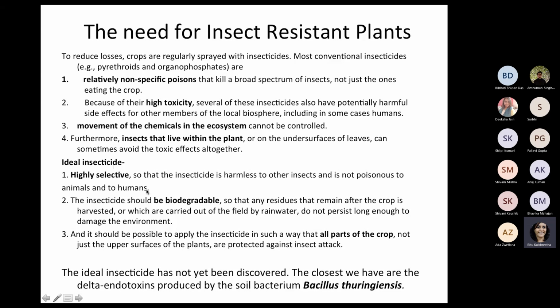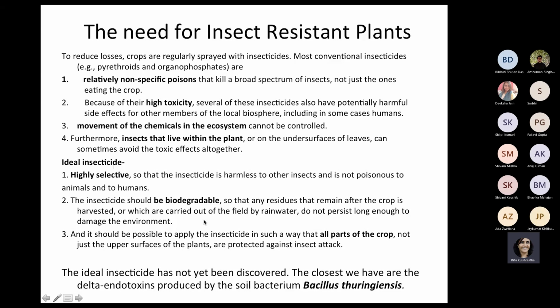And also it should be biodegradable. It's not desired that it gets into the ecosystem. And also, if we find a way that all the insects which also affect the plant through the undersurface should also be killed. So then there was a search for how we can do that, and to the rescue came, I would say, a rescue came from bacteria for a plant.